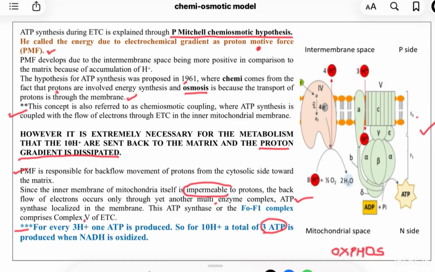The image shows the complex where the F1 particle faces the matrix, or the negative side. It is the catalytic site and the site for ATP synthesis. The FO is embedded in the inner mitochondrial membrane and is associated with the proton translocation. It acts as a tunnel for the movement of the protons from the positive side back to the matrix. So far, the discussion has been quite interesting. However, certain questions remain to be answered.